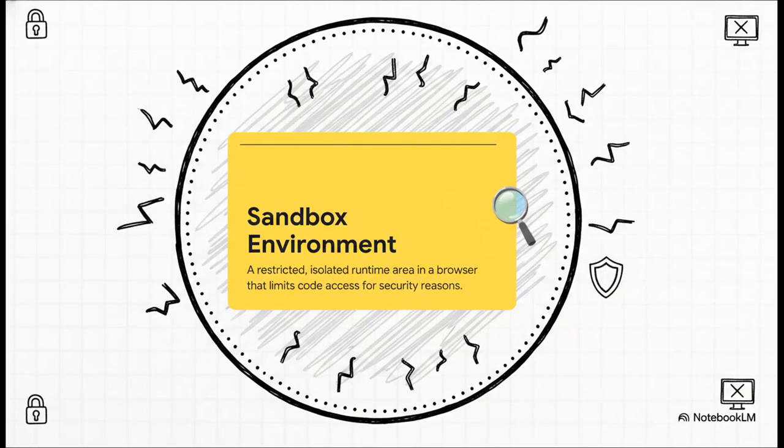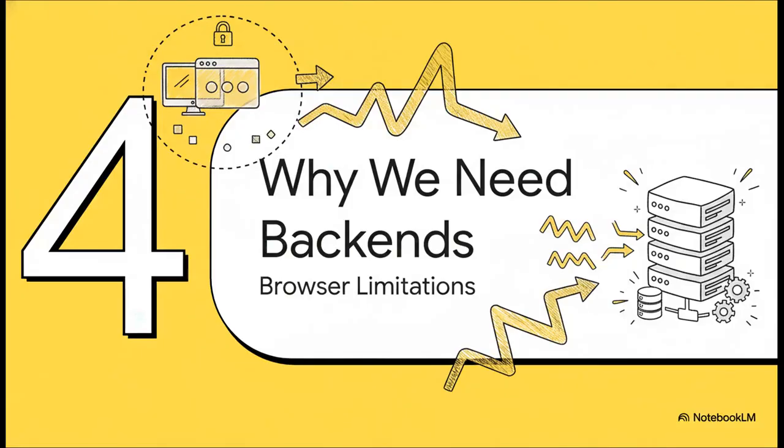Now, for your own safety, your browser doesn't just let that code run wild. It runs it inside something called a sandbox. Think of it like a padded room. It's a completely isolated, locked-down environment. This is what stops some random website from reading your emails or deleting your photos. It's a very good thing. But here's the catch. That sandbox, as crucial as it is for security, comes with some serious limitations. And those limitations, they are the exact reason we need a separate backend to do all the heavy lifting.